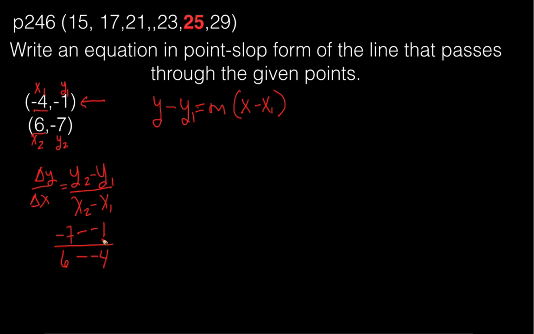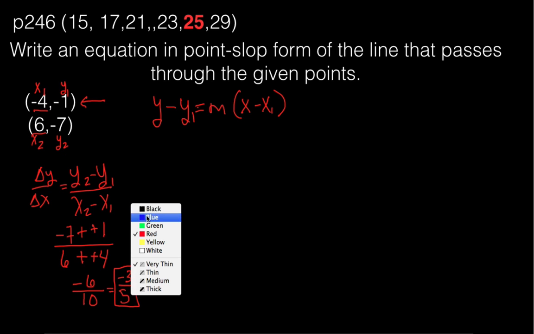Okay, all right, now I'm going to change this to a plus, and that means this number I'm going to change to its opposite, which would be plus. Same thing here. So negative 7 plus 1, yes, negative 6. And then 6 plus 4 is 10. If I simplify this, I can divide each of these by 2, giving me negative 3 over 5. Okay, so there's my slope.